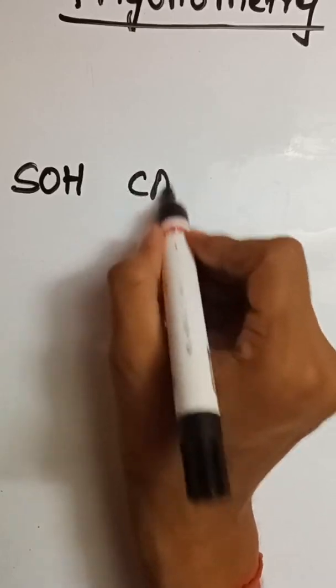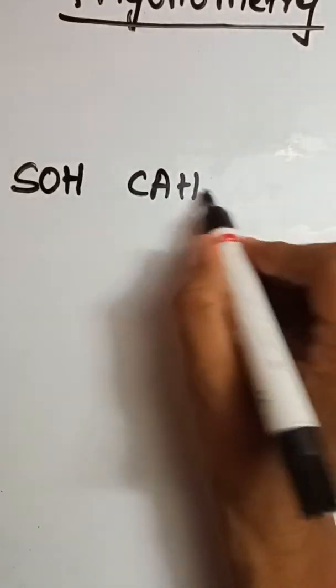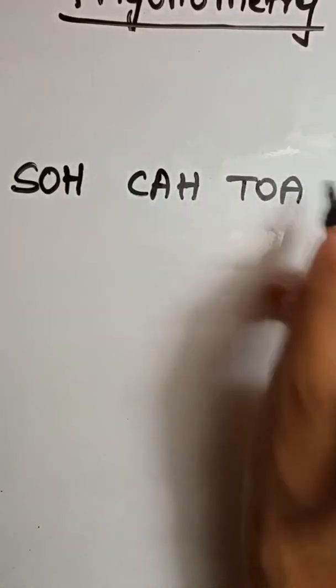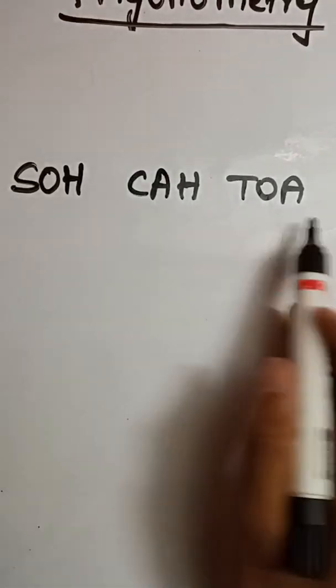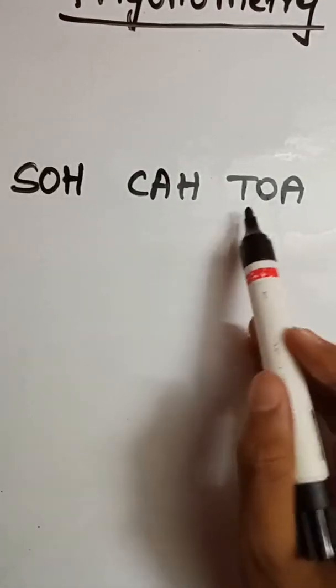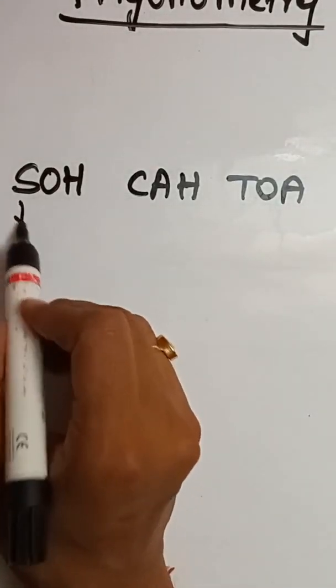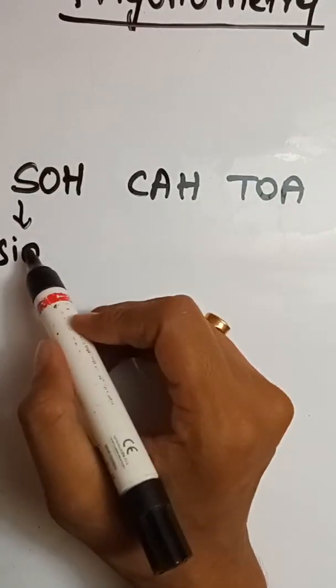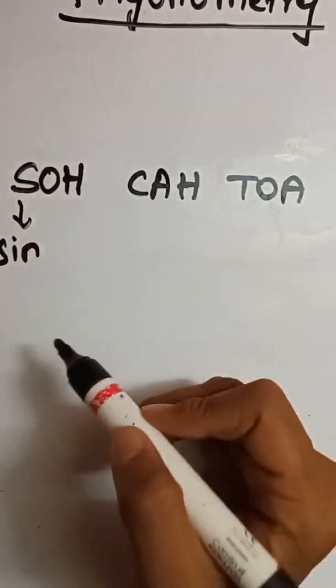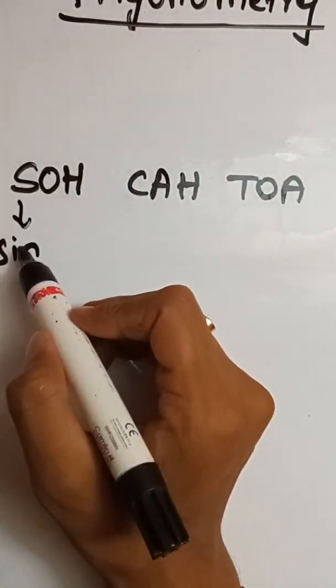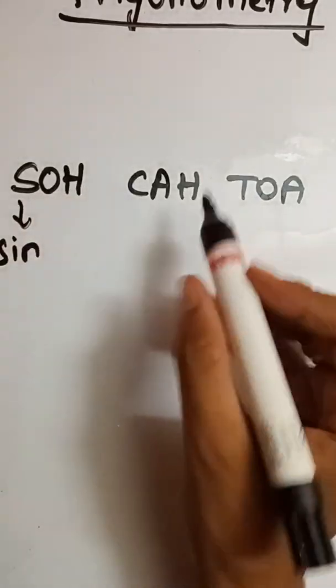So ka toa. Remember this abbreviation, so ka toa. What does it mean? It means sine, this S is for sine. Sine is opposite upon hypo. S means sine. Sine is opposite upon hypo.